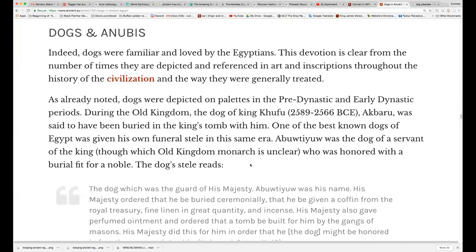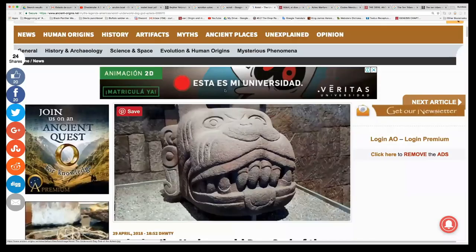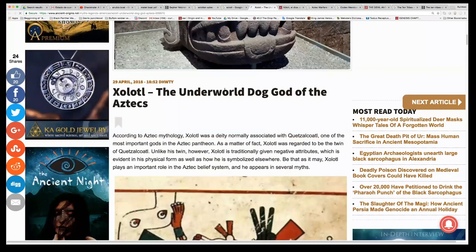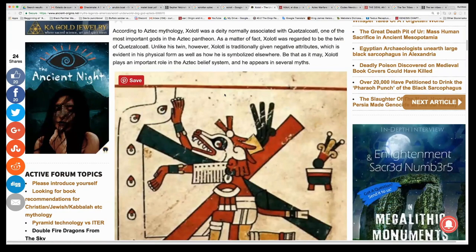Abuitiyu was the dog of a servant of the king, though which Old Kingdom monarch is unclear, who was honored with a burial fit for a noble. Ancient origins. Xolotl, the underworld god of the Aztec. Xolotl plays an important role in the Aztec belief system, and he appears in several myths.